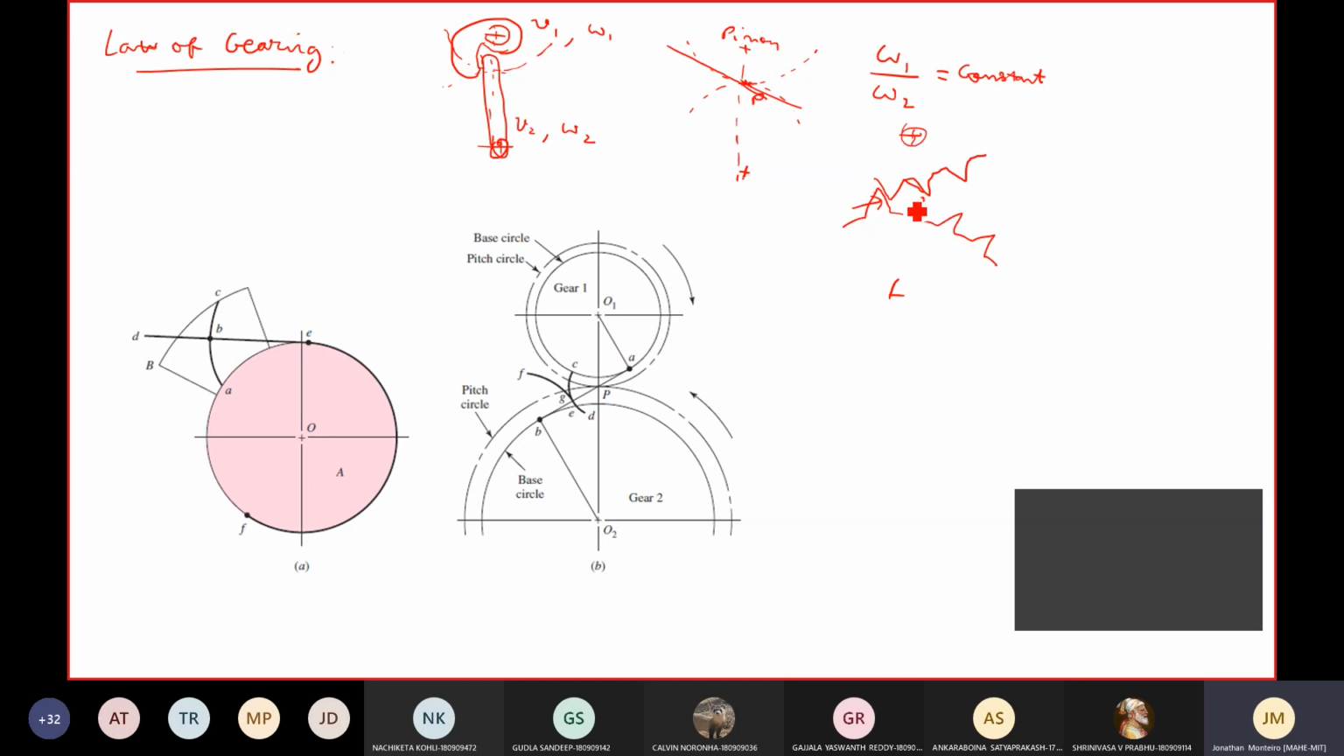But if you closely notice how this should be designed, should it be pointed or should it be rounded, or some other shape? So this is our question now, and that brings us to the Lewis form factor. We'll discuss that at length today.